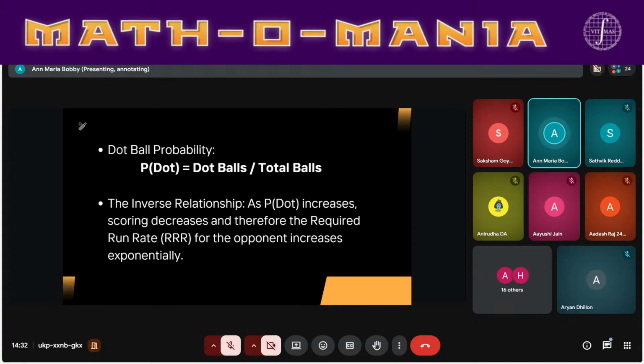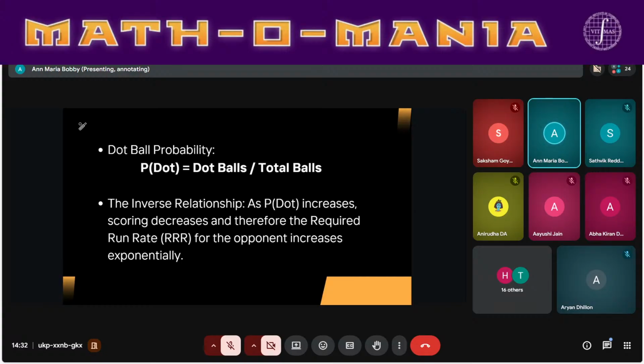So next comes the dot ball probability. A dot ball, as we all know, is a ball where no runs are scored. Dot ball probability tells us how often a bowler prevents runs. For example, if a bowler bowls 24 balls and 12 are dot balls, then P of dot is equal to 12 divided by 24, which gives us 0.5, or 50 percent. So this means that 50 percent of the balls bowled gave no runs.